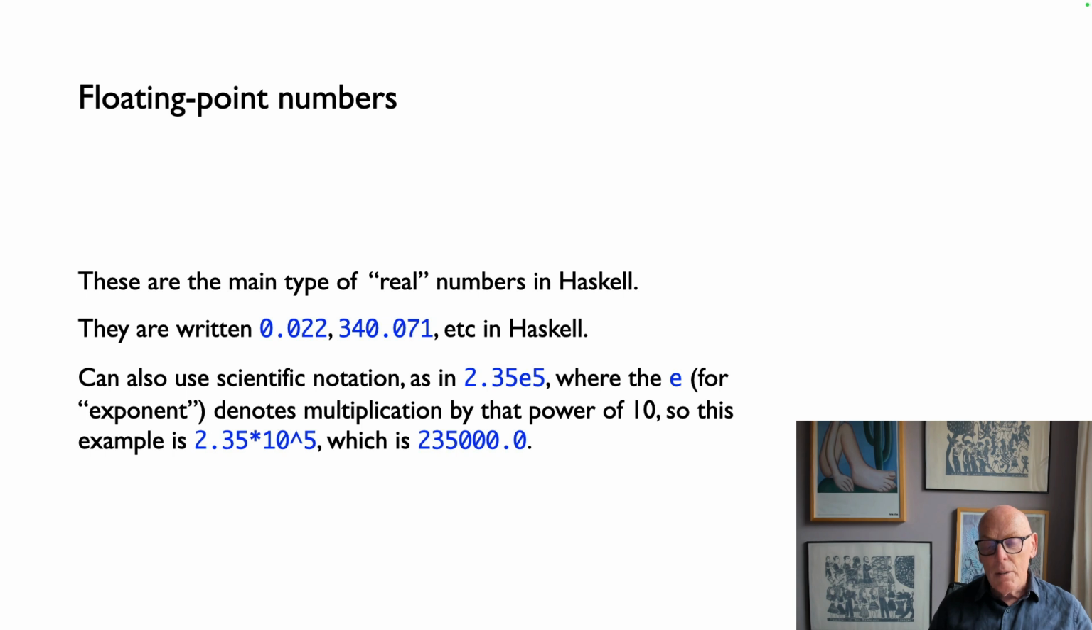You don't have to write, if you have something that would have 100 zeros after the decimal point, that's all summarized by having a negative exponent of something like 100. So that's a much more compact way of writing these things down. But this is all standard stuff that I'm sure you're familiar with in other languages.